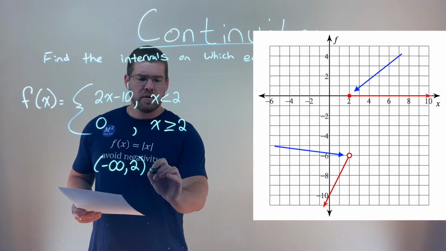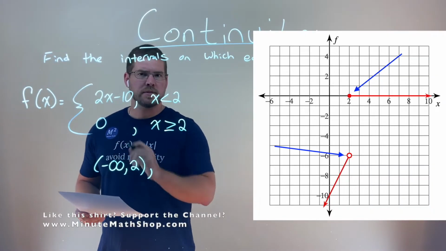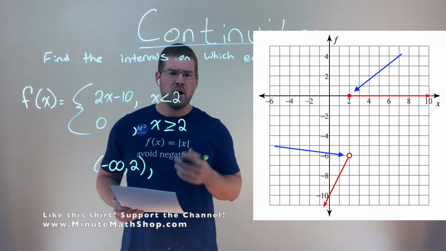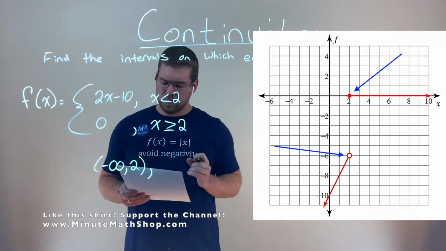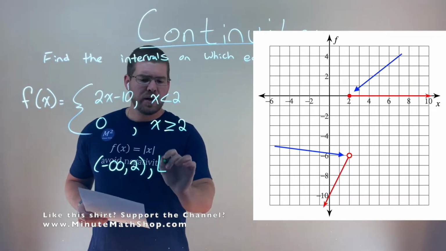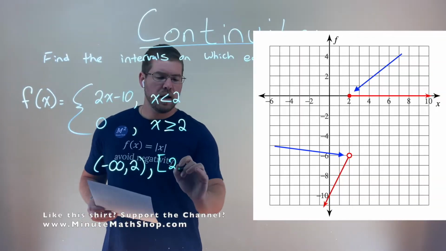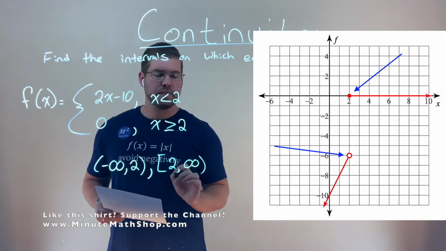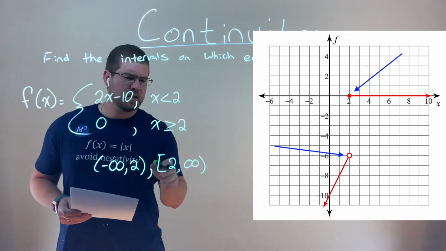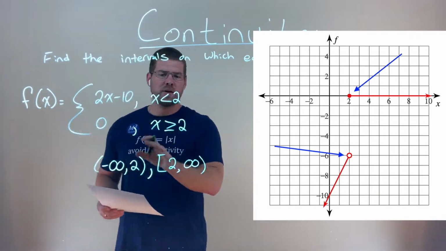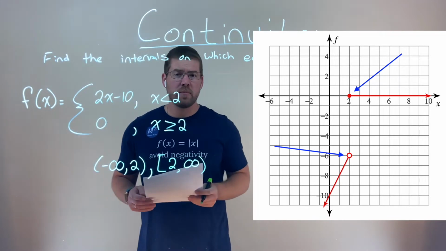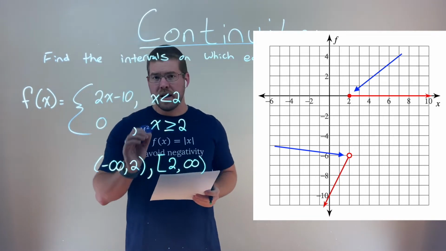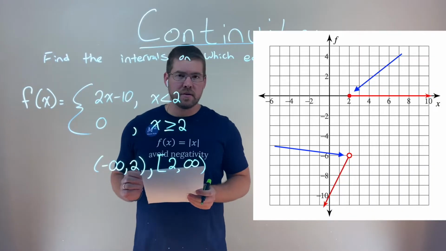Now, the other part, y equals 0. Where is that continuous? Well, right at 2, with the closed circle there, we would say that it is continuous there. And then it keeps on going forever to positive infinity. Okay? So it's a little tricky here, but this shows for the piecewise function where it's continuous. So again, open circle, not continuous; closed circle is continuous.